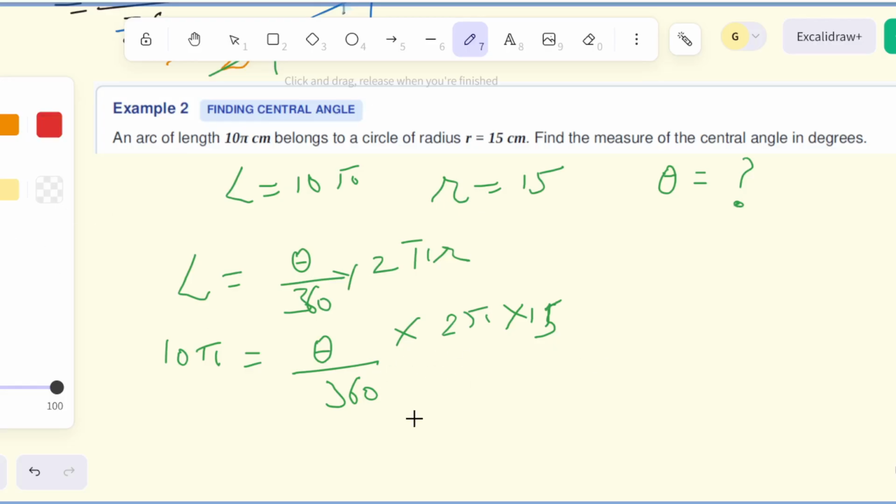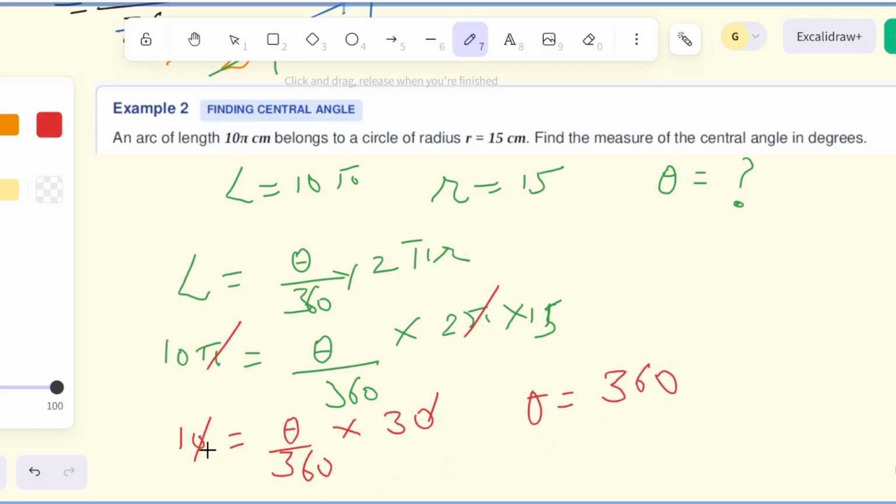So, 10 pi, I think pi cancels out. And this will become 10 equal to theta upon 360 into 30. Cancels. And 30 goes into 360 three times. So theta will be equal to 360 divided by 3, which is 120. So theta came out to be 120 degrees. Isn't it?